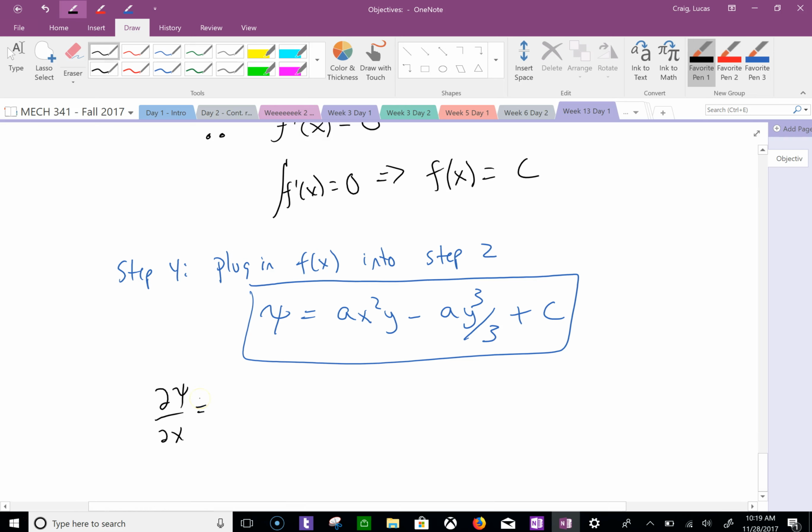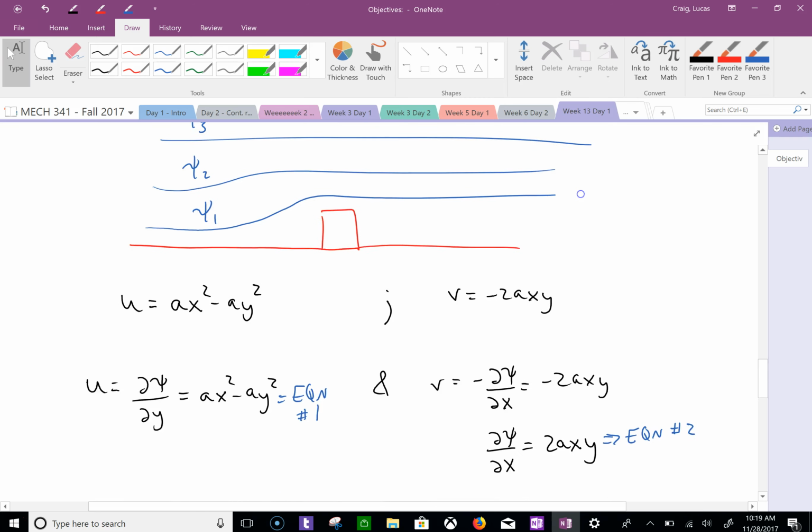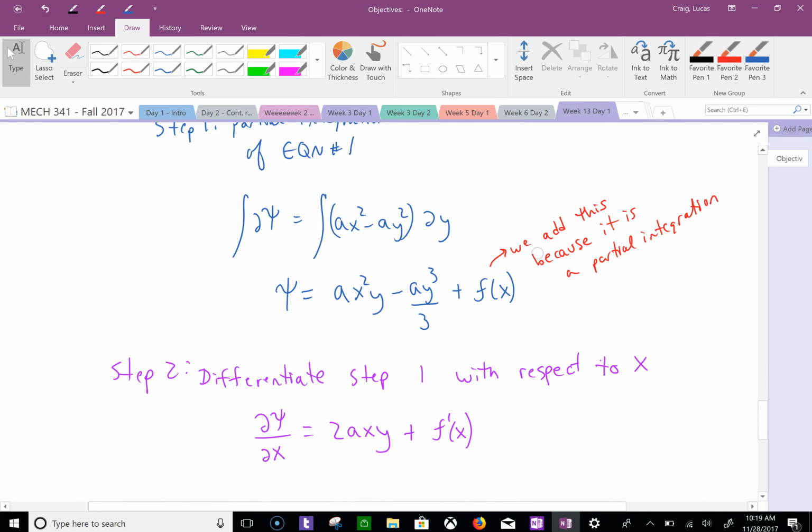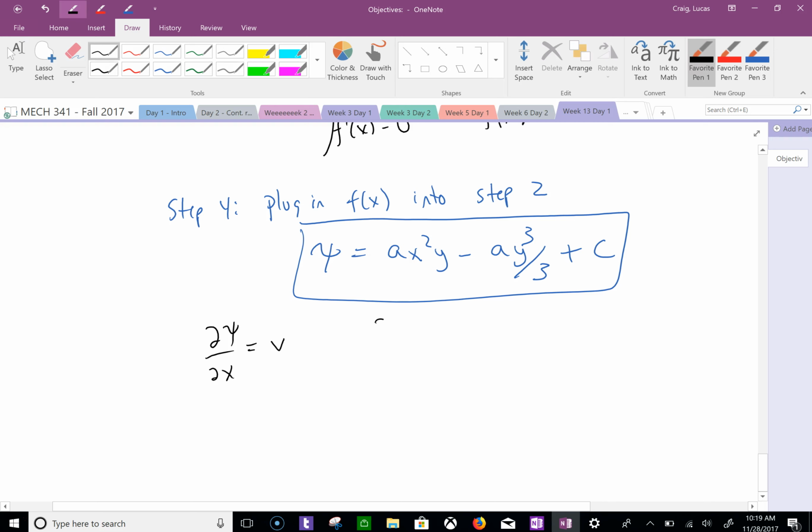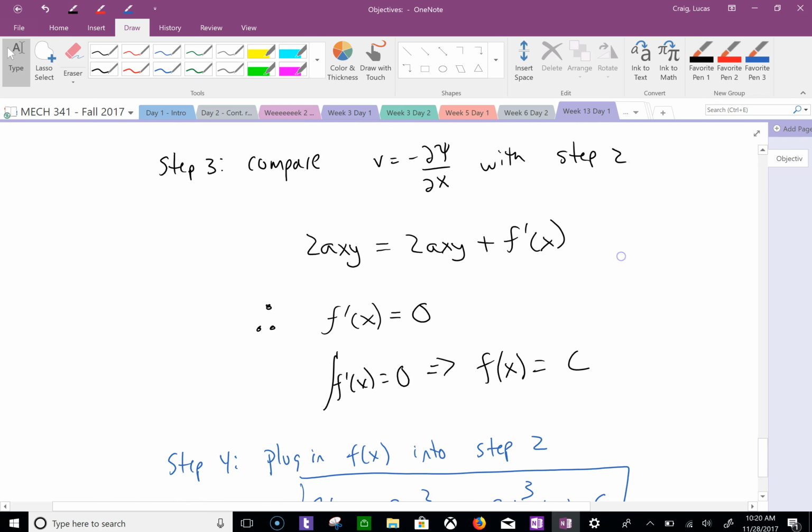Because what is d psi dx? Should be v, right? Is that what we defined it? Yep. Or negative v. And then d psi dy is u. But Doc, did the V equation really matter that was given to us? Because we didn't really use it, but we use it to check ourselves. We did use it. We needed it to find f prime. If you didn't have that, you never could do step 3, because you compared that. Good.